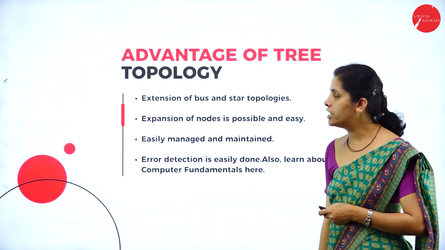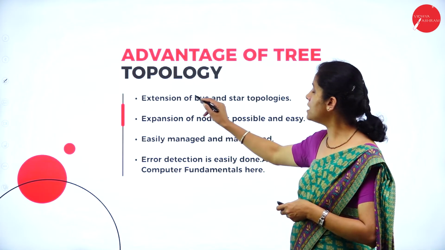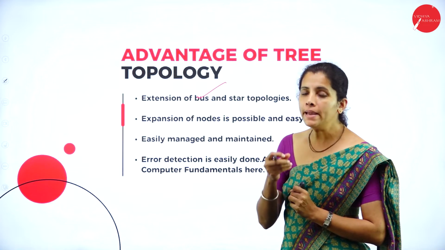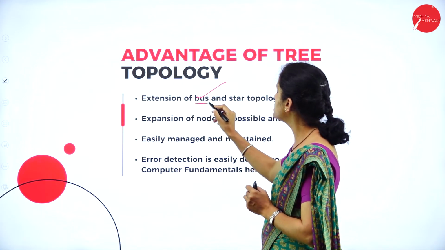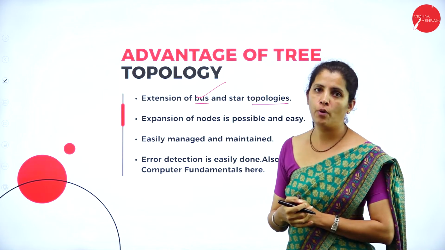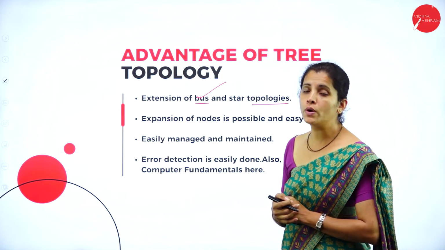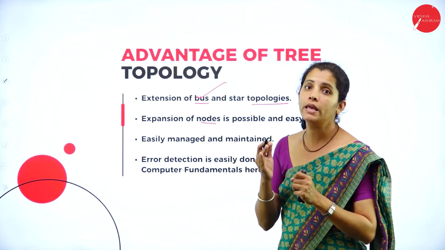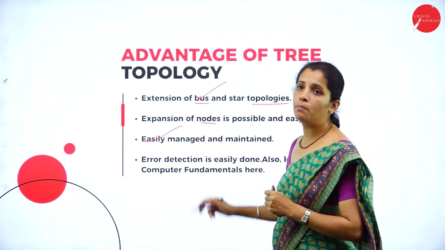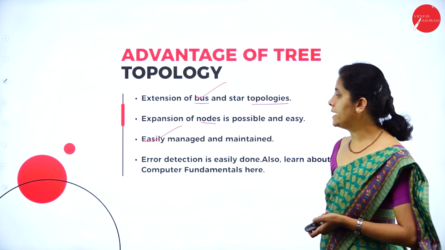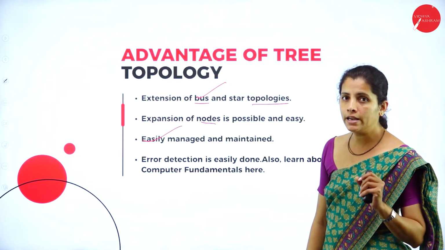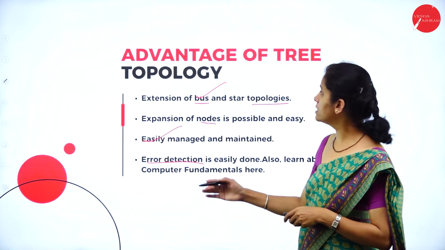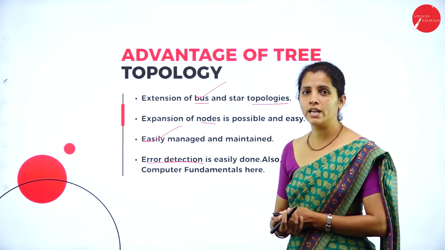Then what is the advantage? It is an extension of bus topology and star topology. So dear student, we can make tree topology by using bus topology and star topology, and it is very easy to expand nodes. We are going to connect the nodes very easily, and it is easy to manage and easy to maintain, and it is very easy to identify the faults, which is nothing but error detection. So these are some of the advantages of tree topology.